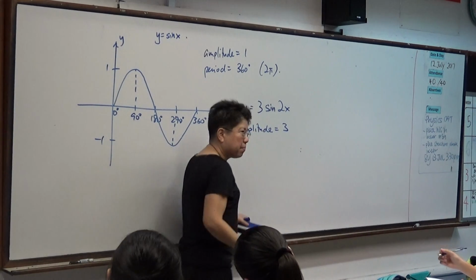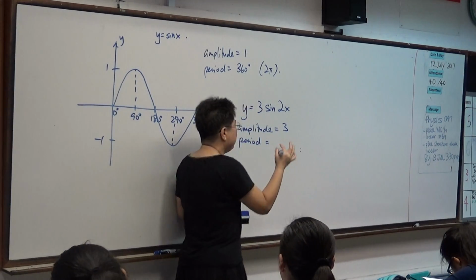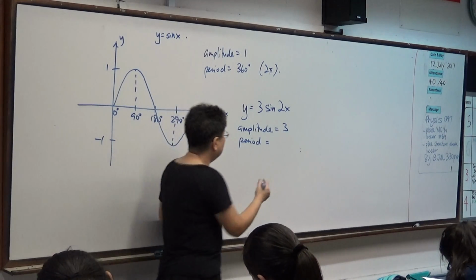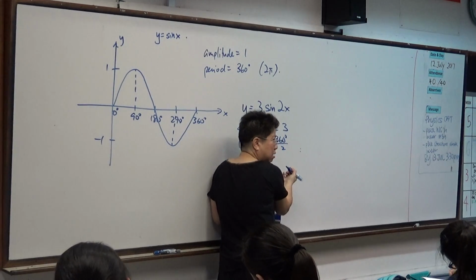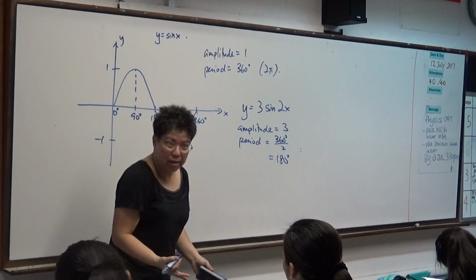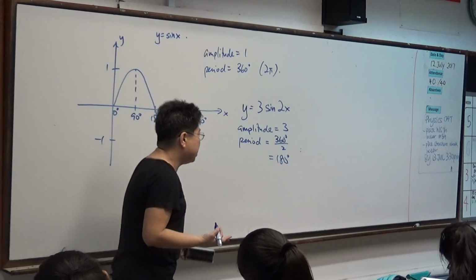It will be 3, right? Okay, what about the period? 90. Period will be 180, right? 180. I know. So it's 360 divided by 2, right? Answer? 180. That means 180 is one cycle. 360 will be 2 cycles. Do you understand what I'm talking about? Yes or no?